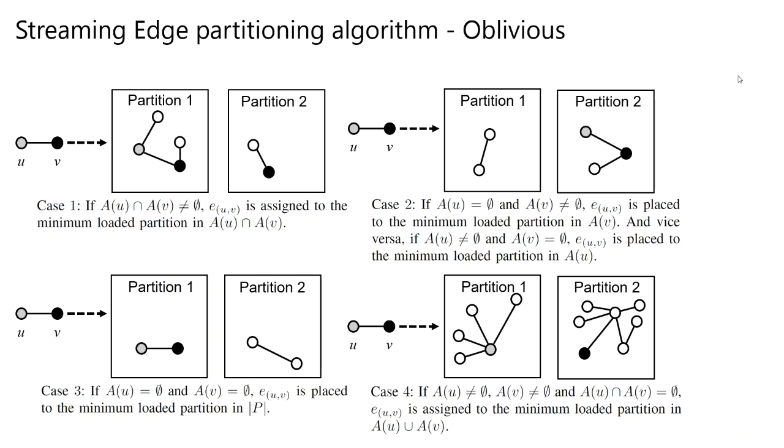Case 4 is the most complex case. If both vertices have already been assigned to different partitions without intersection, then the edge should be assigned to one of the partitions from the vertex with the least load.